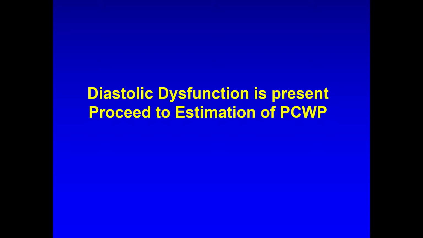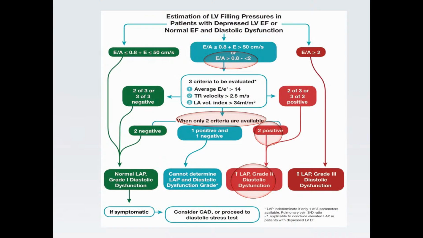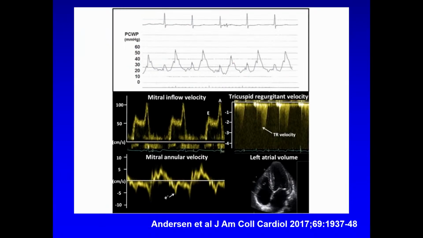We go to estimate LAP, and we are in that group, a ratio that is more than 0.8 but less than 2, and we have 3 signals to look at here. We don't have a complete TR, but both E to E prime ratio and LA maximum volume index are abnormal, telling us that LAP is elevated with 2 positive signals. And given that middle range for the E to A ratio, we say the patient has grade 2 diastolic dysfunction.